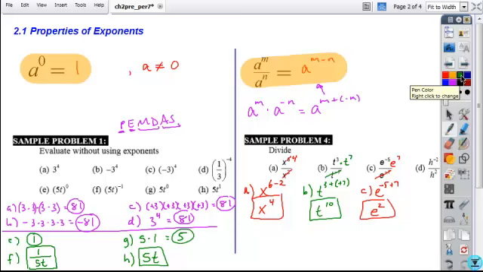Okay, and then this last example here, if we applied the properties directly, we have division of exponents with the same base. So we're going to keep that common base and subtract the powers. So negative 2 minus 2 gives you h to the negative 4.